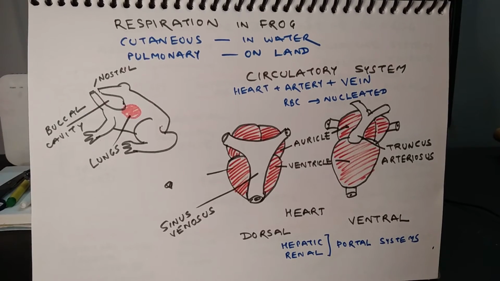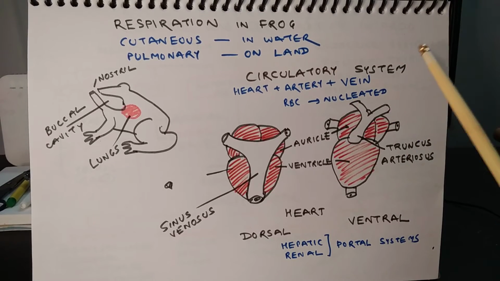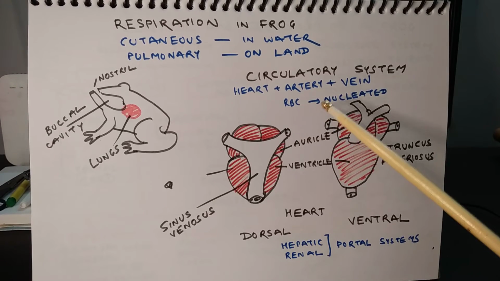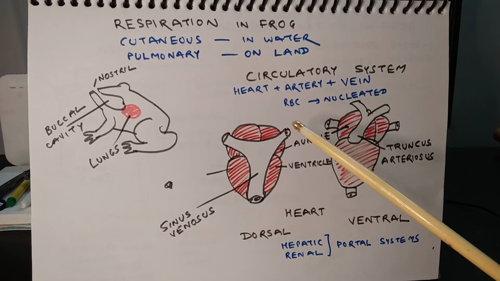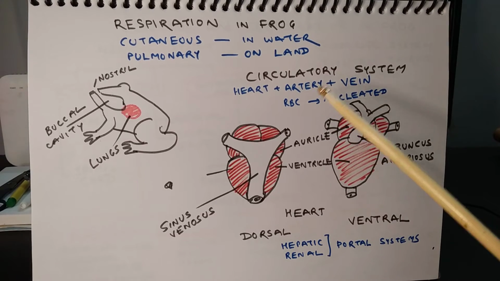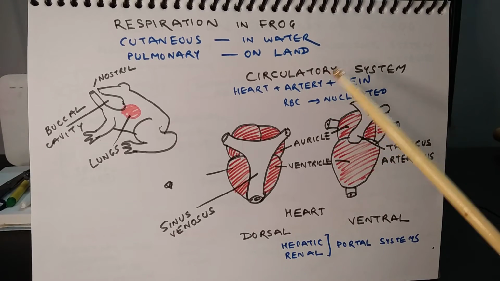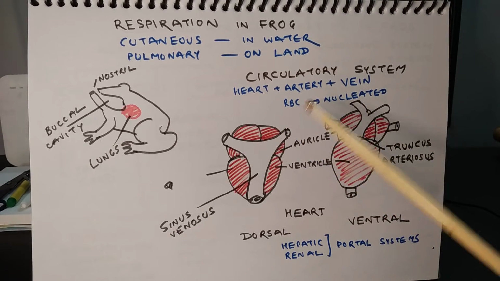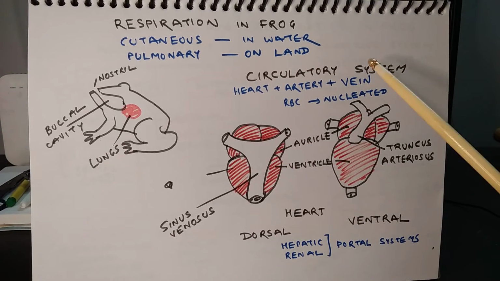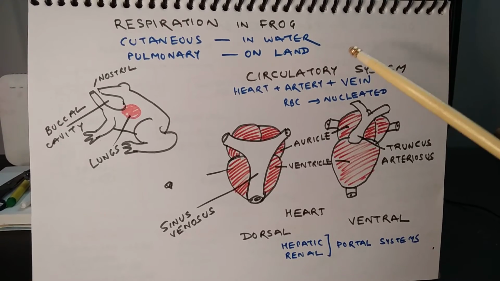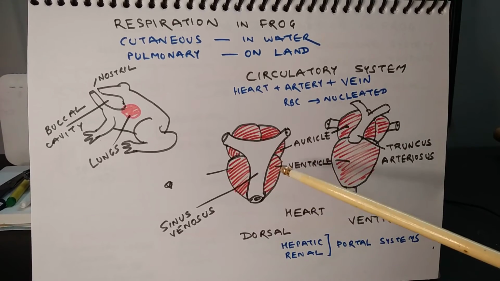The circulatory system of frog is composed of a heart, arteries, veins and blood. The blood contains different cells like RBCs, WBCs and platelets. The RBCs in frog have nucleus. The arteries are the blood vessels which supply blood from heart to different organs of the body, and veins are the blood vessels which supply blood from different portions of the body to the heart. The heart of the frog has three chambers. There are two auricles or atria, and there is a ventricle.